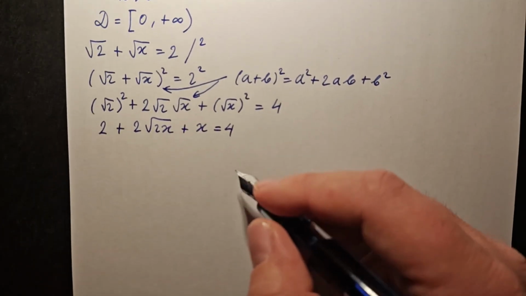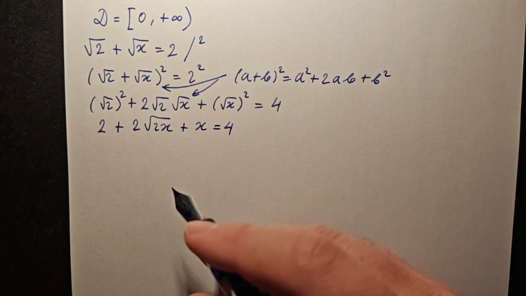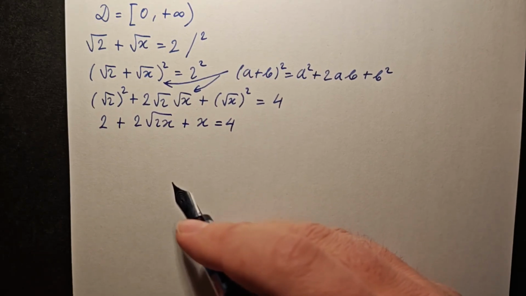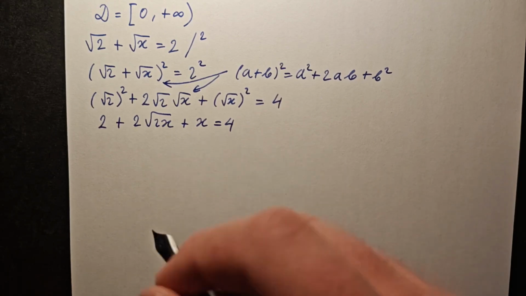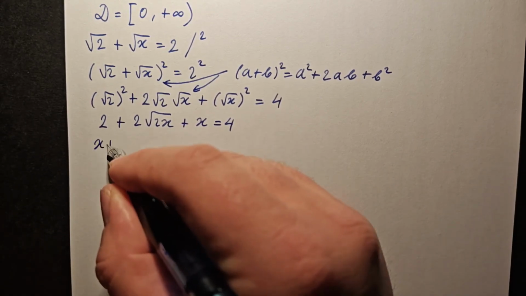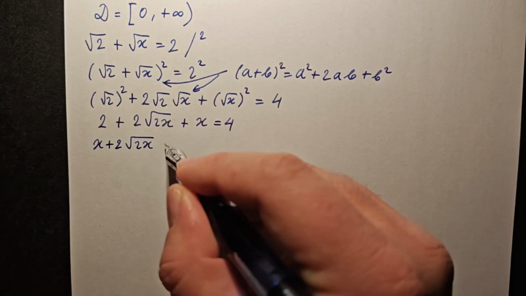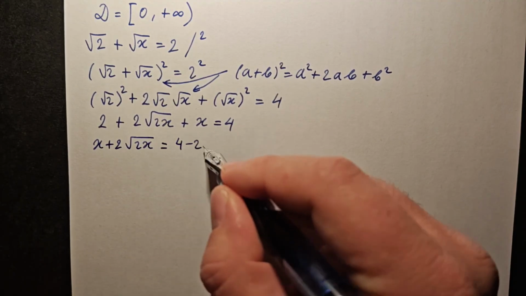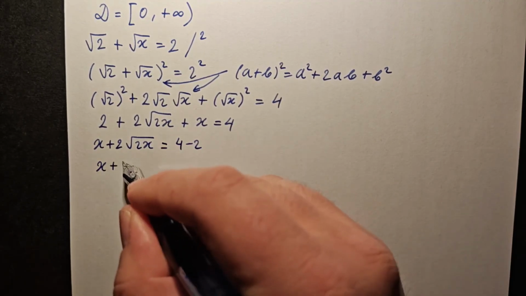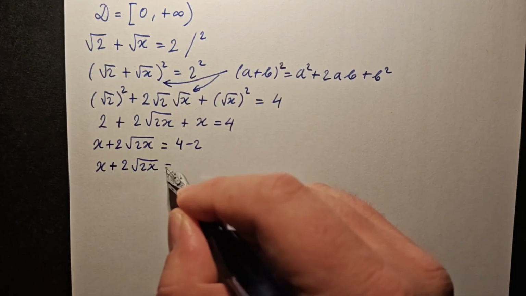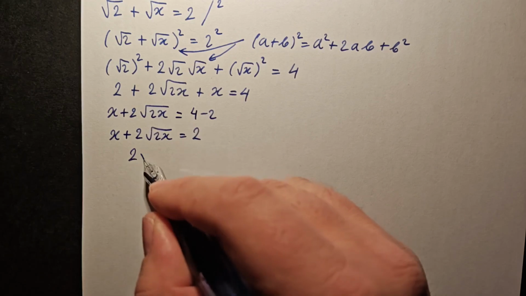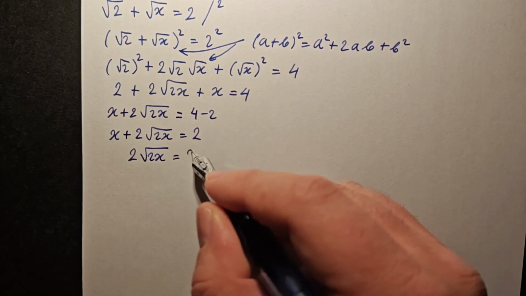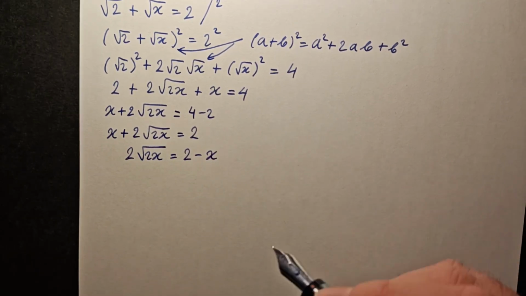equal to 4. Now let's take everything that has x in it to the left side of the equation and everything else on the right side of the equation. So we have x plus 2 square roots of 2x is equal to 4 minus 2, or x plus 2 square roots of 2x is equal to 2. Then we get that 2 square roots of 2x is equal to 2 minus x.